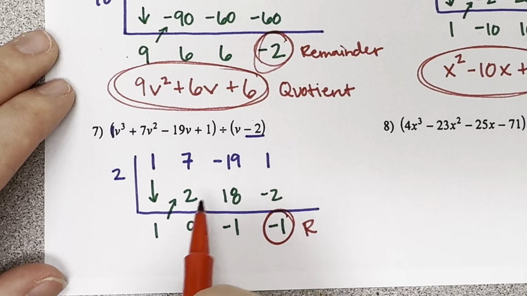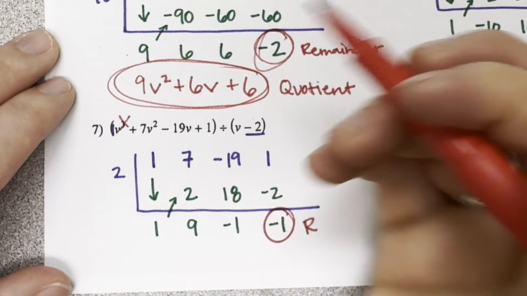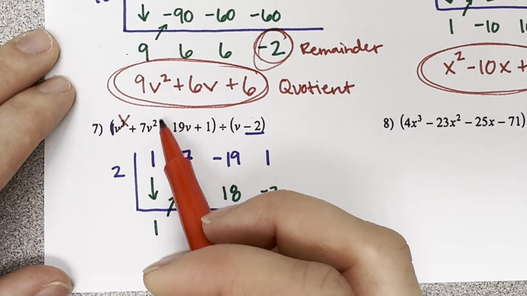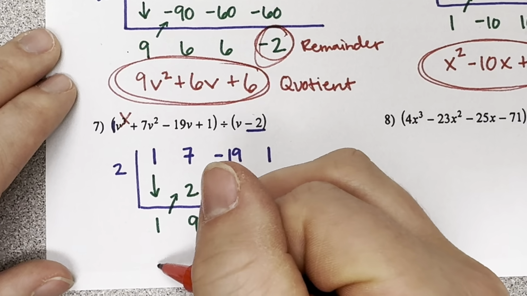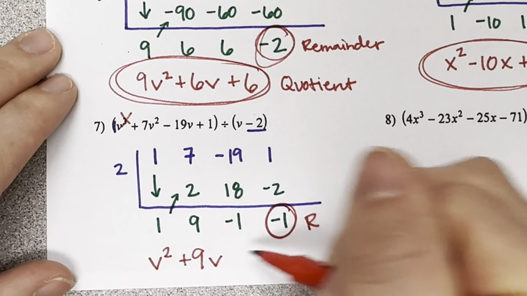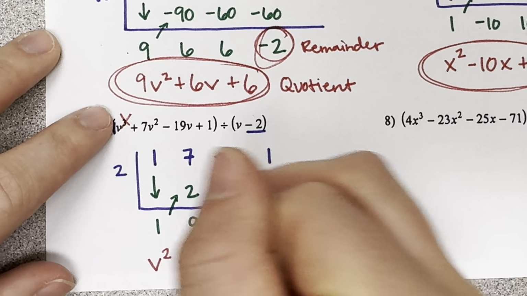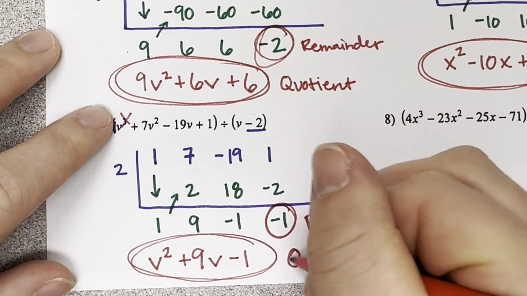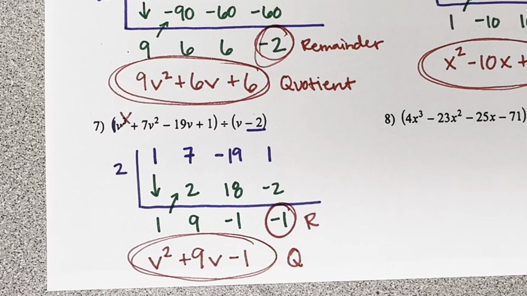Took off our variables to begin with, put them back on. Just make sure you drop a power. We started with 3. That means we're going to start with 2 when we put them back on. So 1v squared, or just v squared, plus 9v minus 1. And there's our quotient and our remainder.